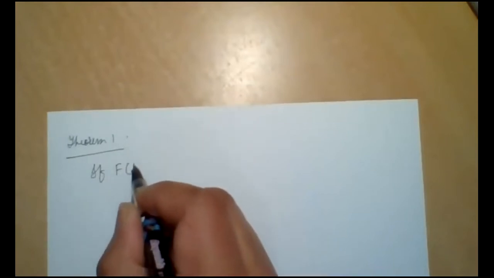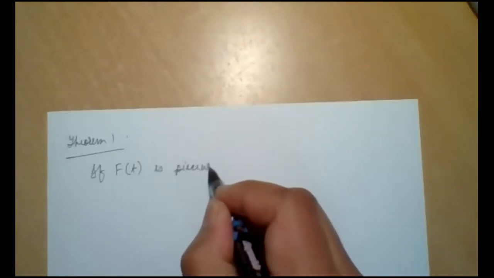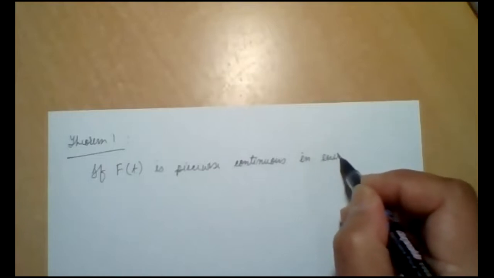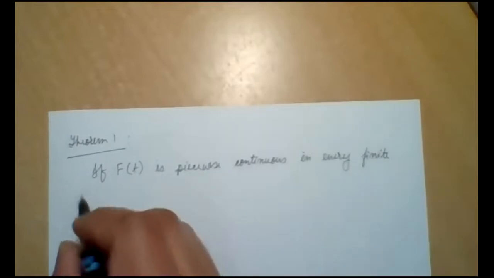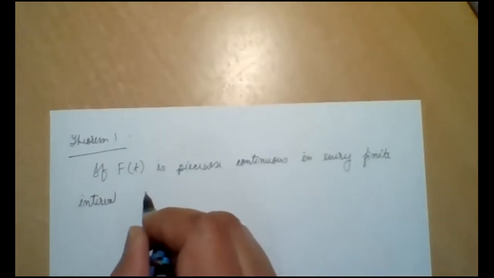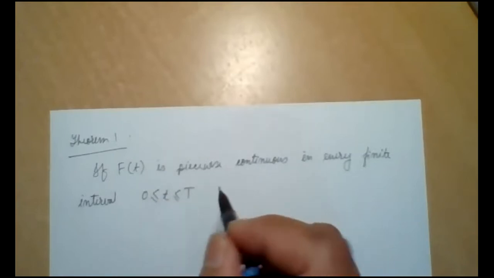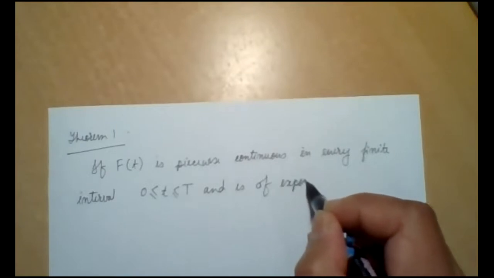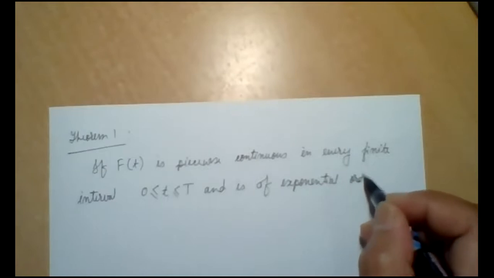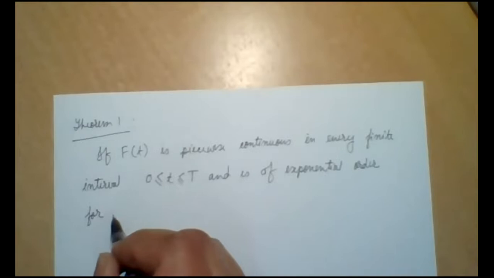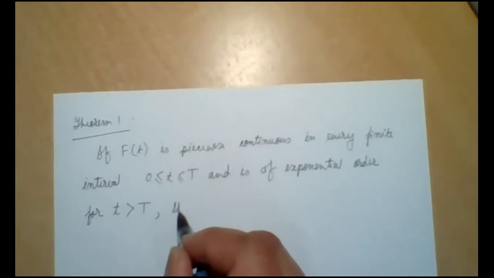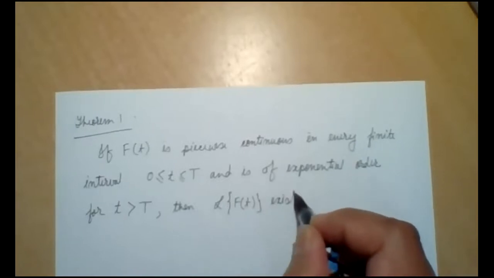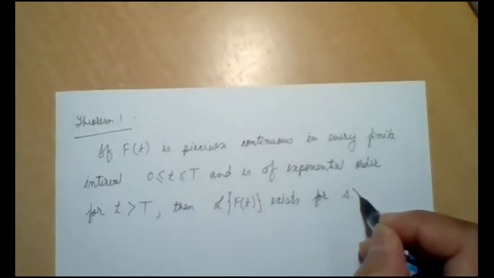If the function f of t is piecewise continuous in every finite interval 0 less than or equal to t less than or equal to T, where capital T is some finite number, and is of exponential order for small t greater than capital T, then the Laplace transform of the function f of t exists for values of s greater than alpha.